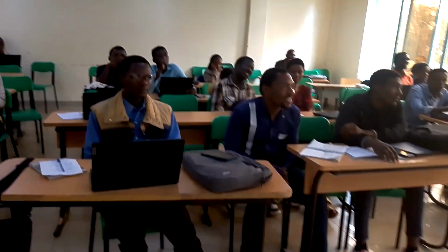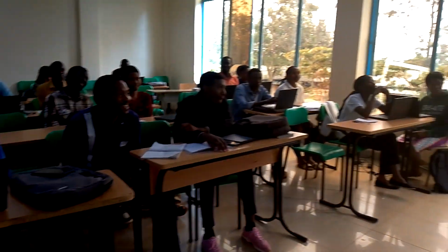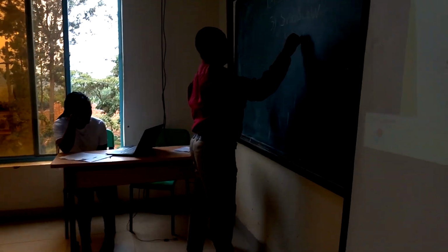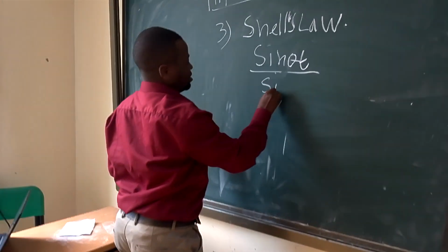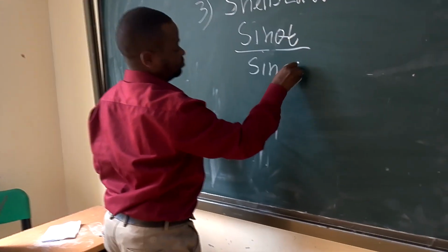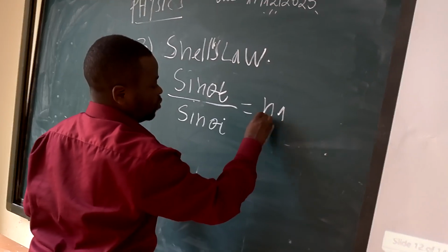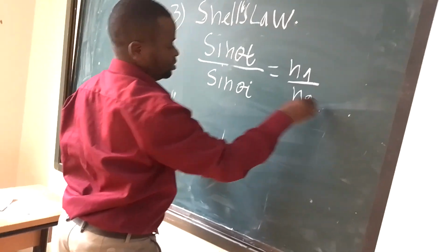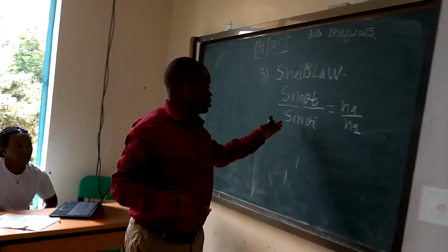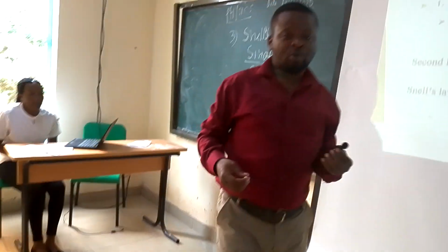The third one is Snell's law: sine of the angle of transmitted over sine of the angle of incident is equal to N1 over N2. This is the third law, the fundamental laws of geometric optics.